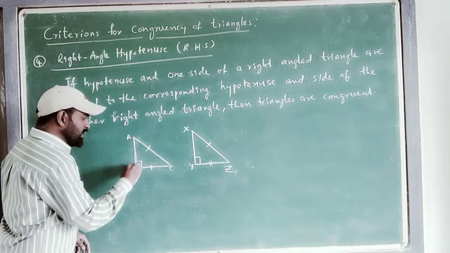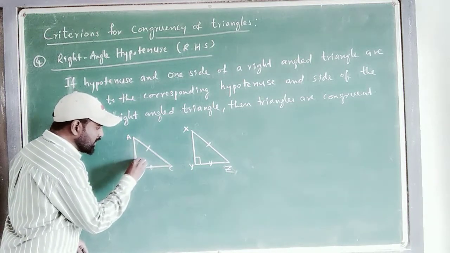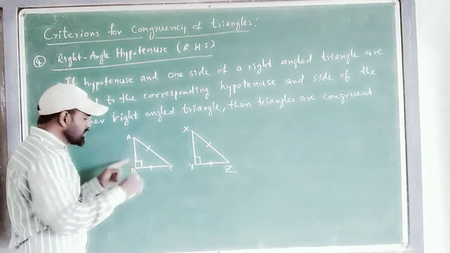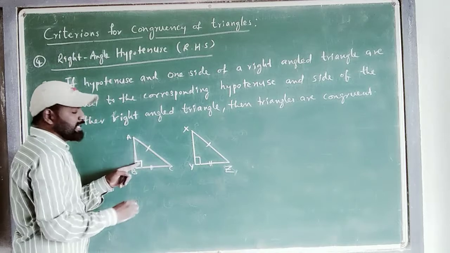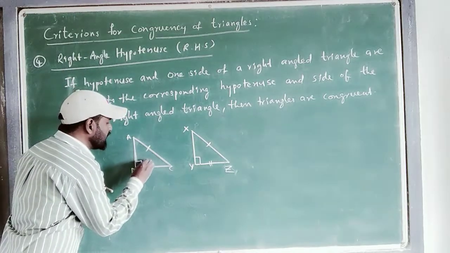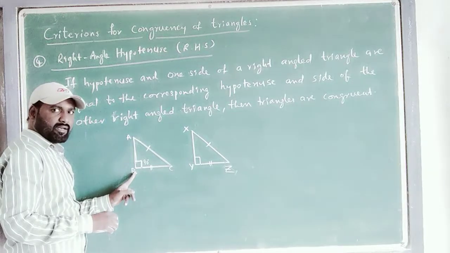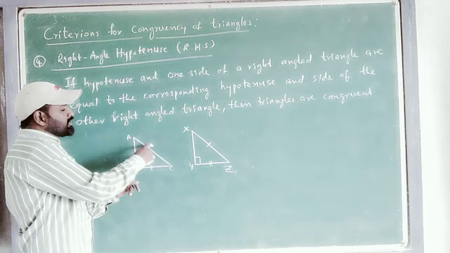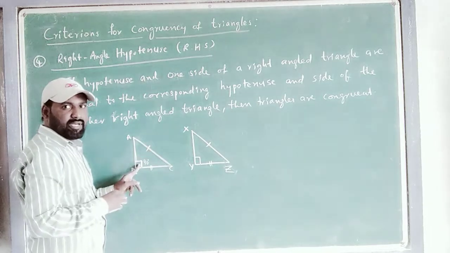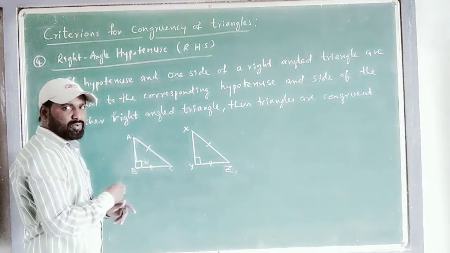See, in triangle ABC, AB and BC are perpendicular to each other. This is the right angle symbol. That means the angle between AB and BC is 90 degrees. Both are perpendicular, AB and BC. These two lines are perpendicular, then this is called a right angle. The side opposite to the right angle is known as the hypotenuse.